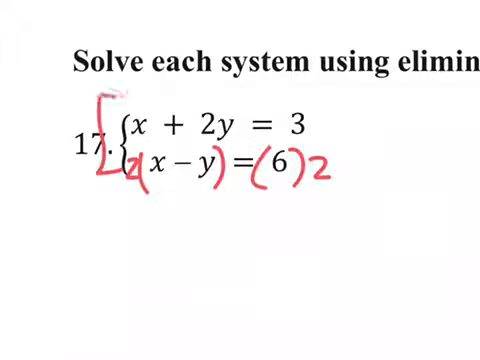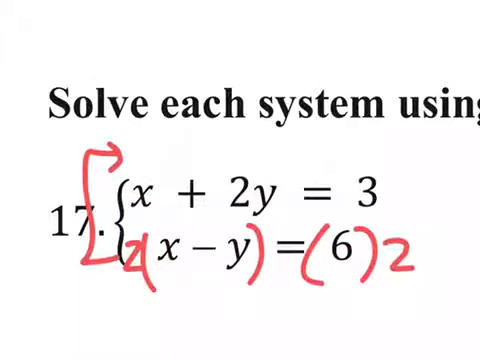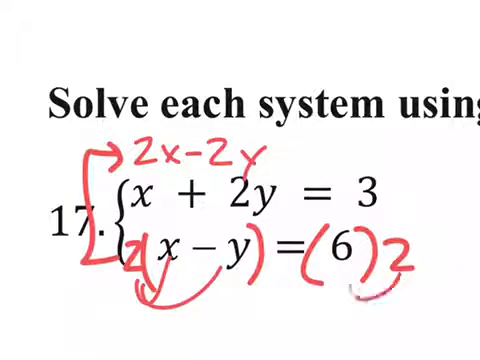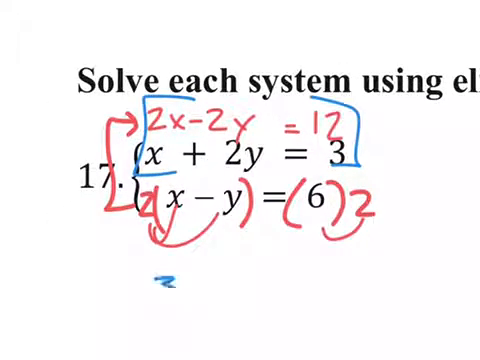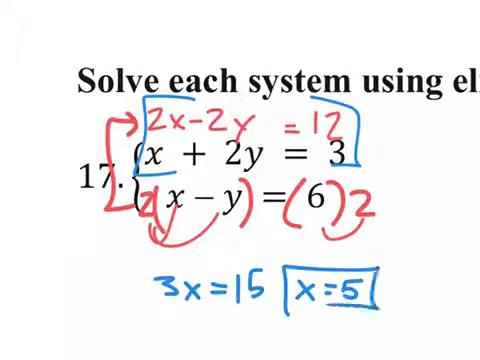All right, and I'm going to rewrite it up here on top. That way they're grouped together. So I've got 2x minus 2y is equal to, and then 2 times the 6 is a 12. Now I can add these two together to get 3x, the y's cancel, is equal to 15. So x is equal to 5.